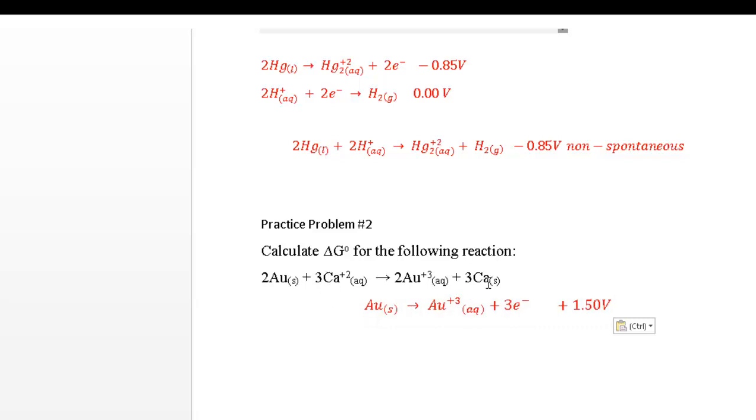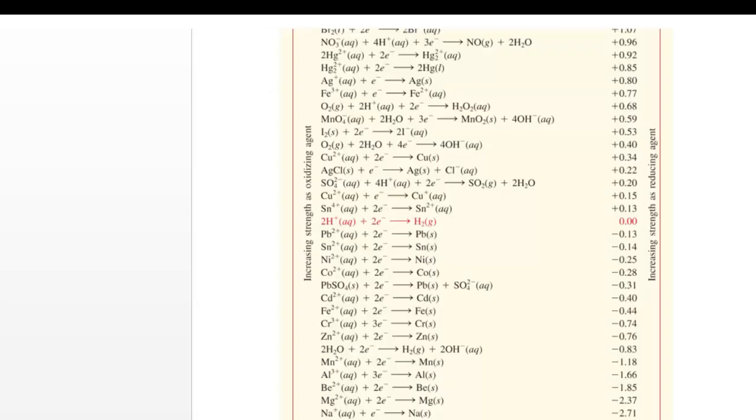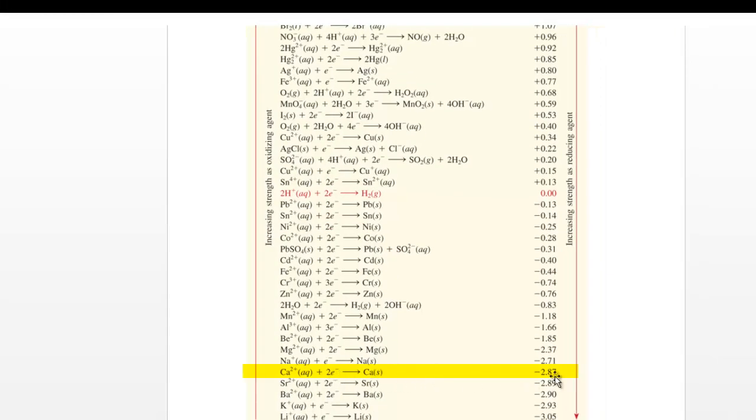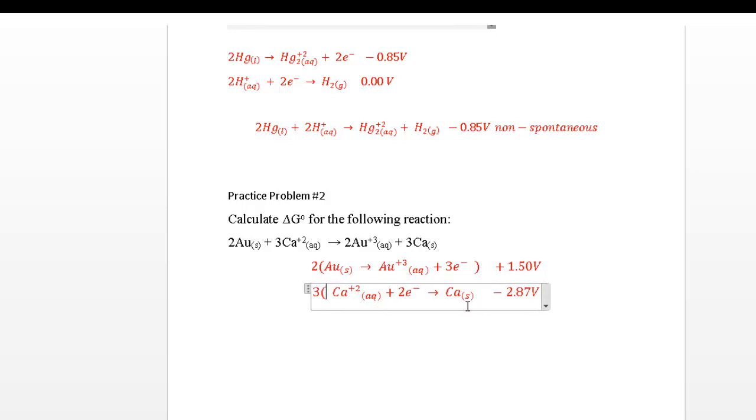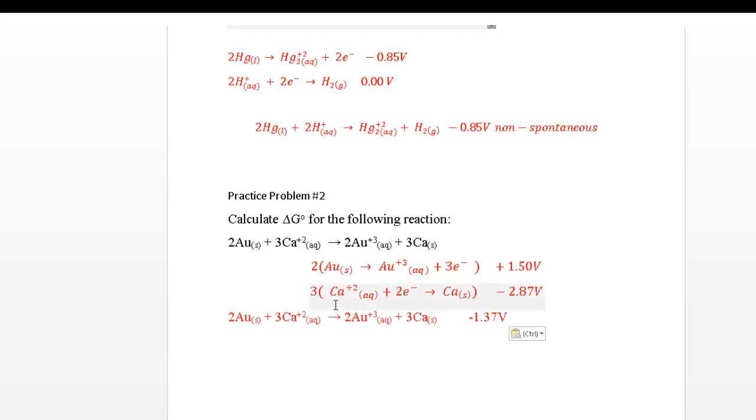And then calcium plus 2 going to calcium solid. Let's see where that is in our reduction potential table. So calcium plus 2 going to calcium solid is minus 2.87 volts. So we're going to keep that as is. So we need to cancel out our electrons. So we're going to multiply this side by 2, which is the half reaction. And we will multiply the bottom half reaction by 3. And that will give us 6 electrons that are going to get canceled out. So this is a 6 electron transfer reaction. So 6 electrons are going to be transferred.